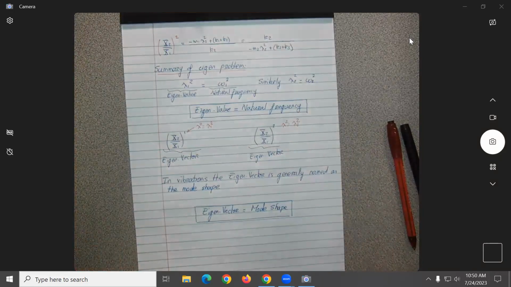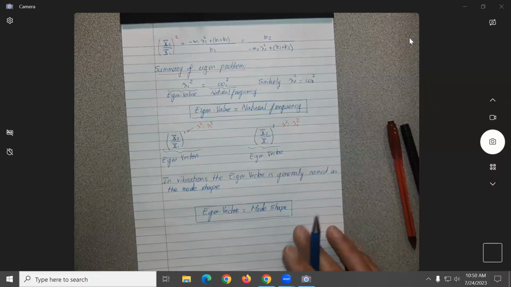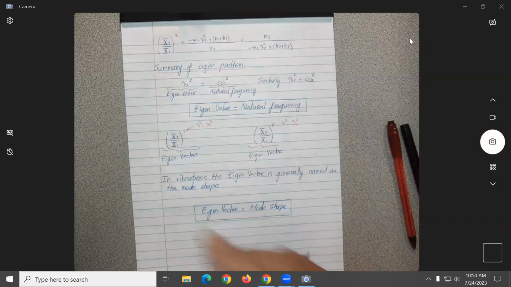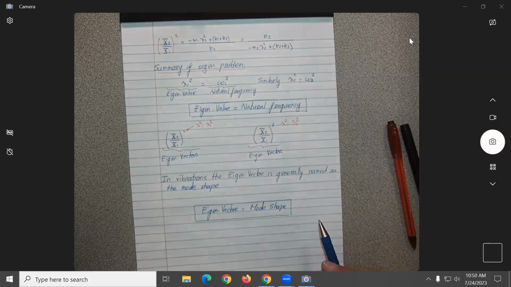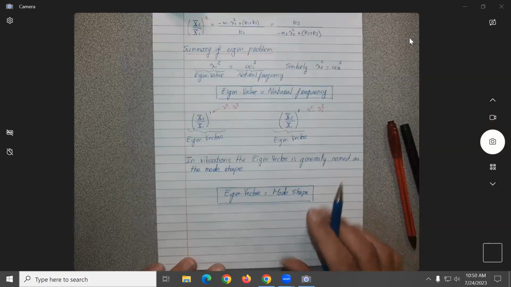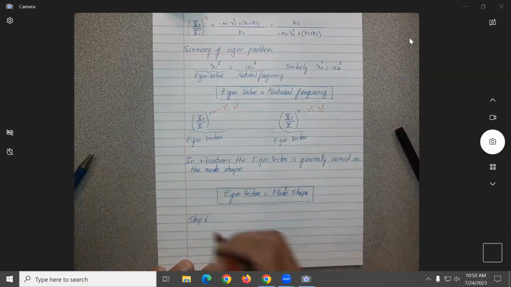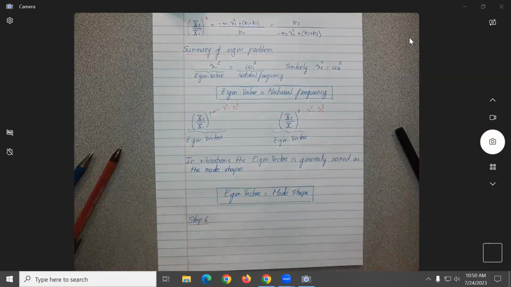Now the rest is a bit of complicated formulation. Okay, so this was what? Last step 4? Step 5? Okay, so here I'm going to put a step 6. And this is the part that generally creates problems.